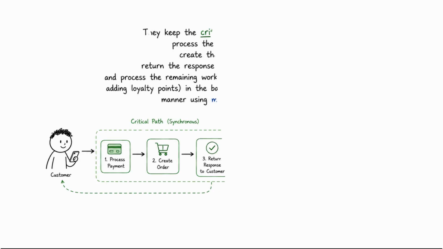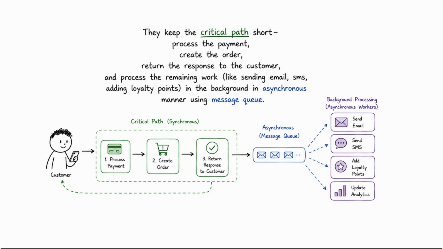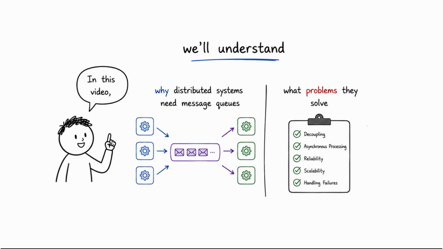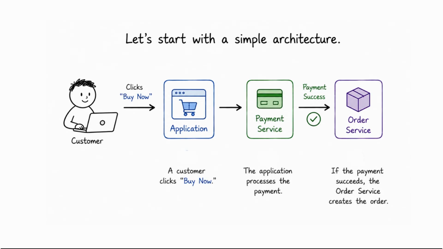They keep the critical path short, like process the payment, create the order, return the response to the customer, and process the remaining work like sending email, SMS, adding loyalty points in the background in an asynchronous manner using a message queue. In this video, we will understand why distributed systems need message queues, what problem they solve. Let's start with a simple architecture.